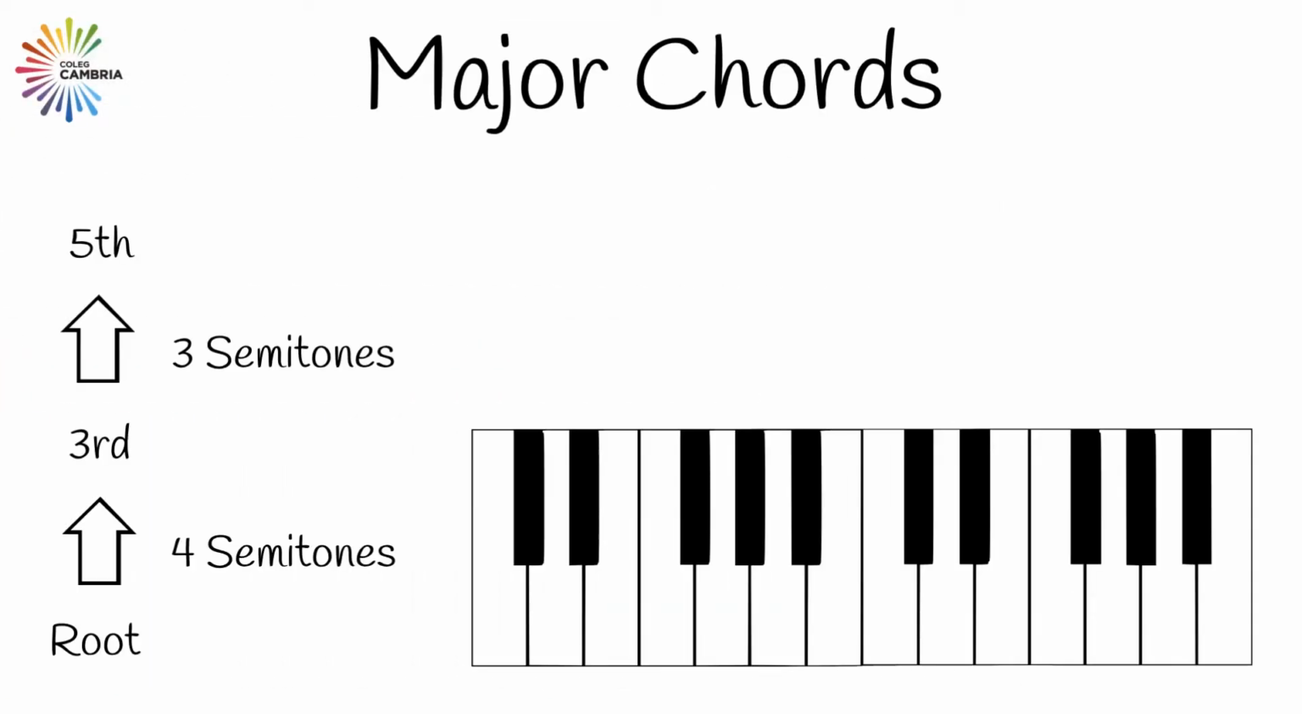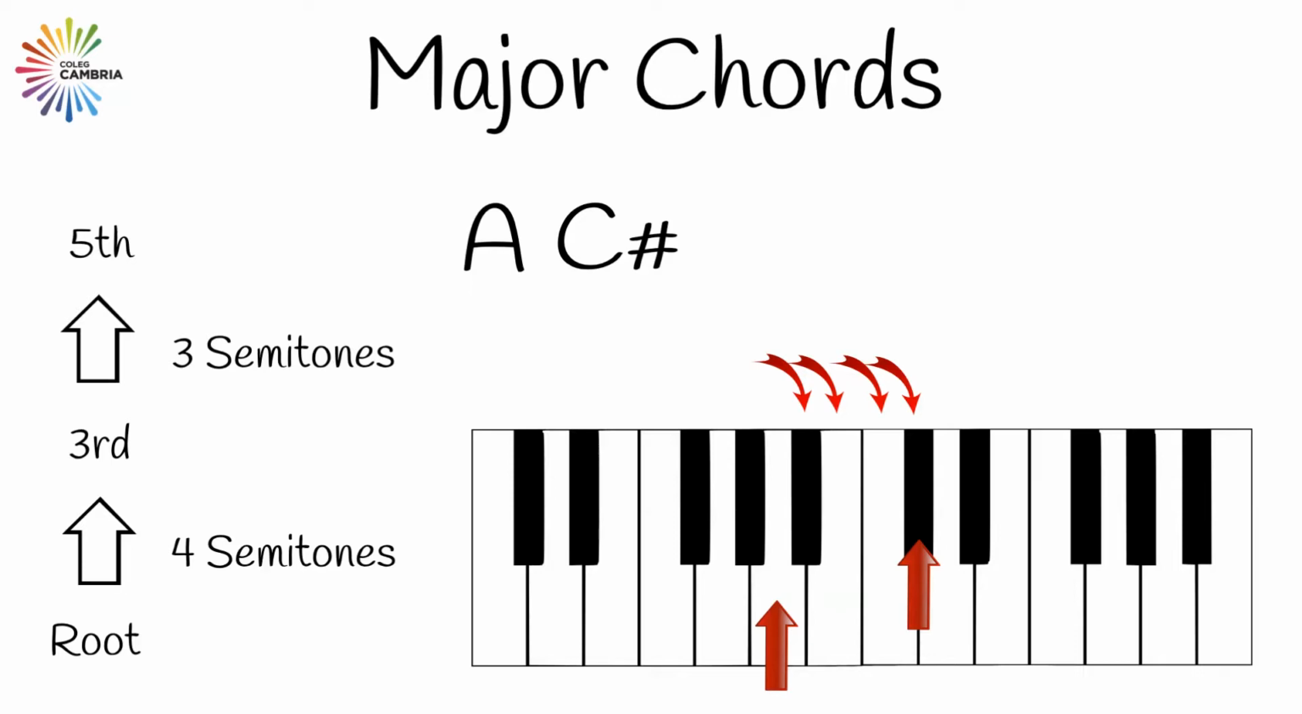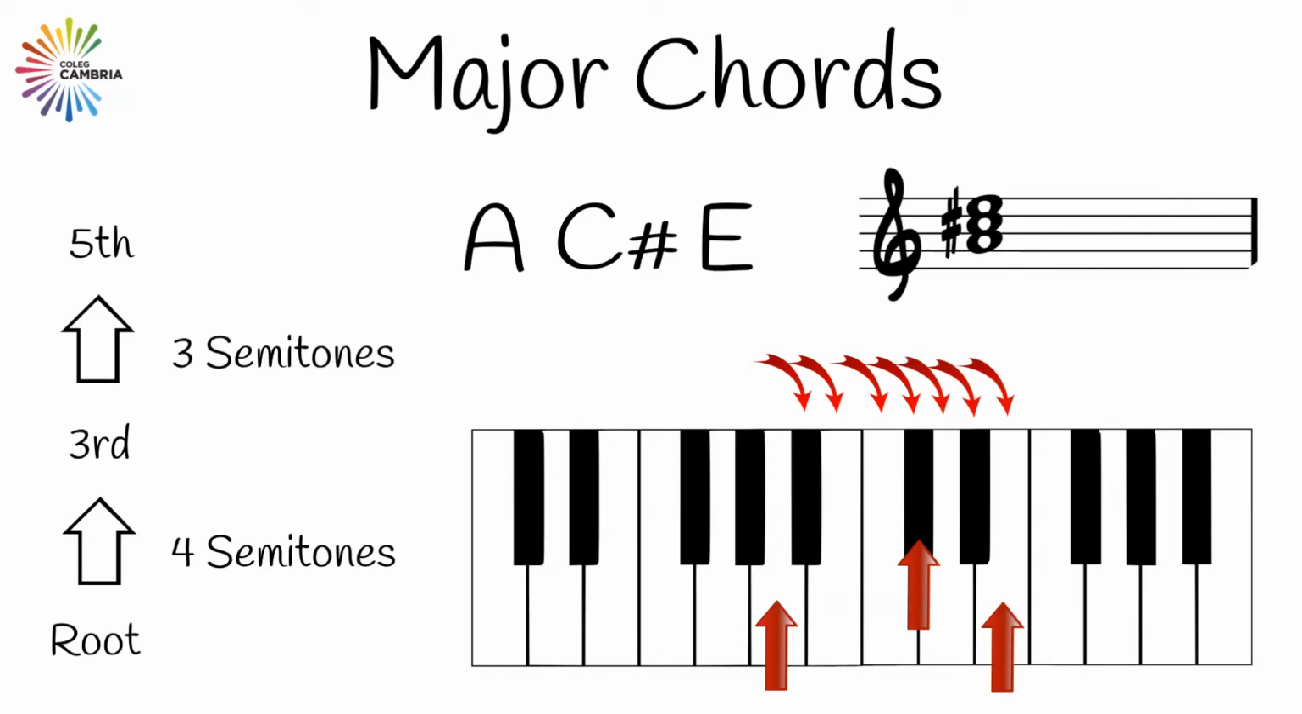Now we're going to look at another example of a chord. We're going to look at an A major chord. We're going to start on A, count up 4 semitones, 1, 2, 3, 4, that gets us to C sharp, and then up another 3, which gets us to E.